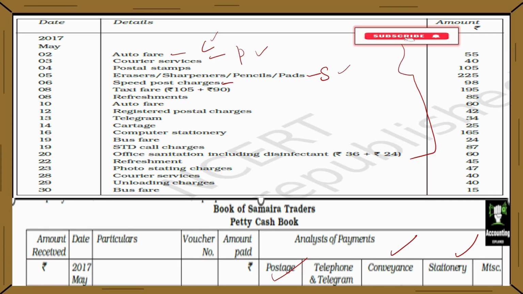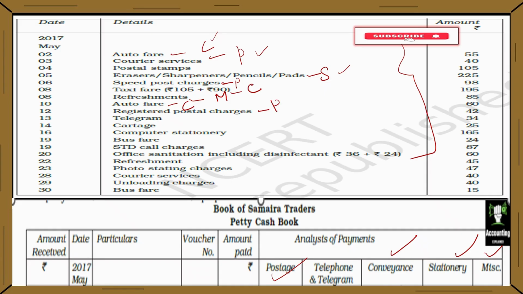Speed post charges will go under postage. Taxi fare will go under conveyance. Refreshments will go under the miscellaneous column. There are no more refreshments here, so we are taking it to miscellaneous expense. Auto fare will go under the conveyance column. Registered postal charges will go under the postage column.